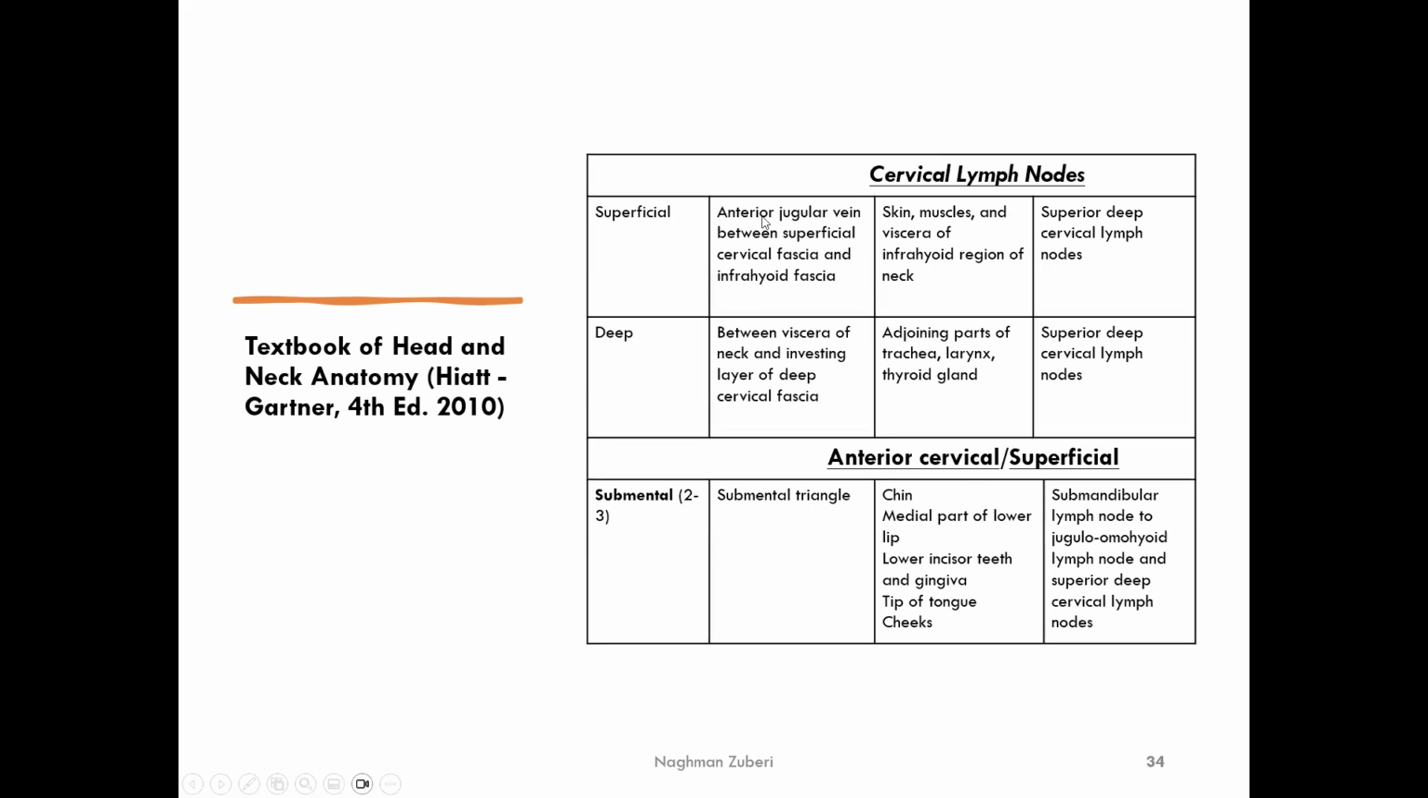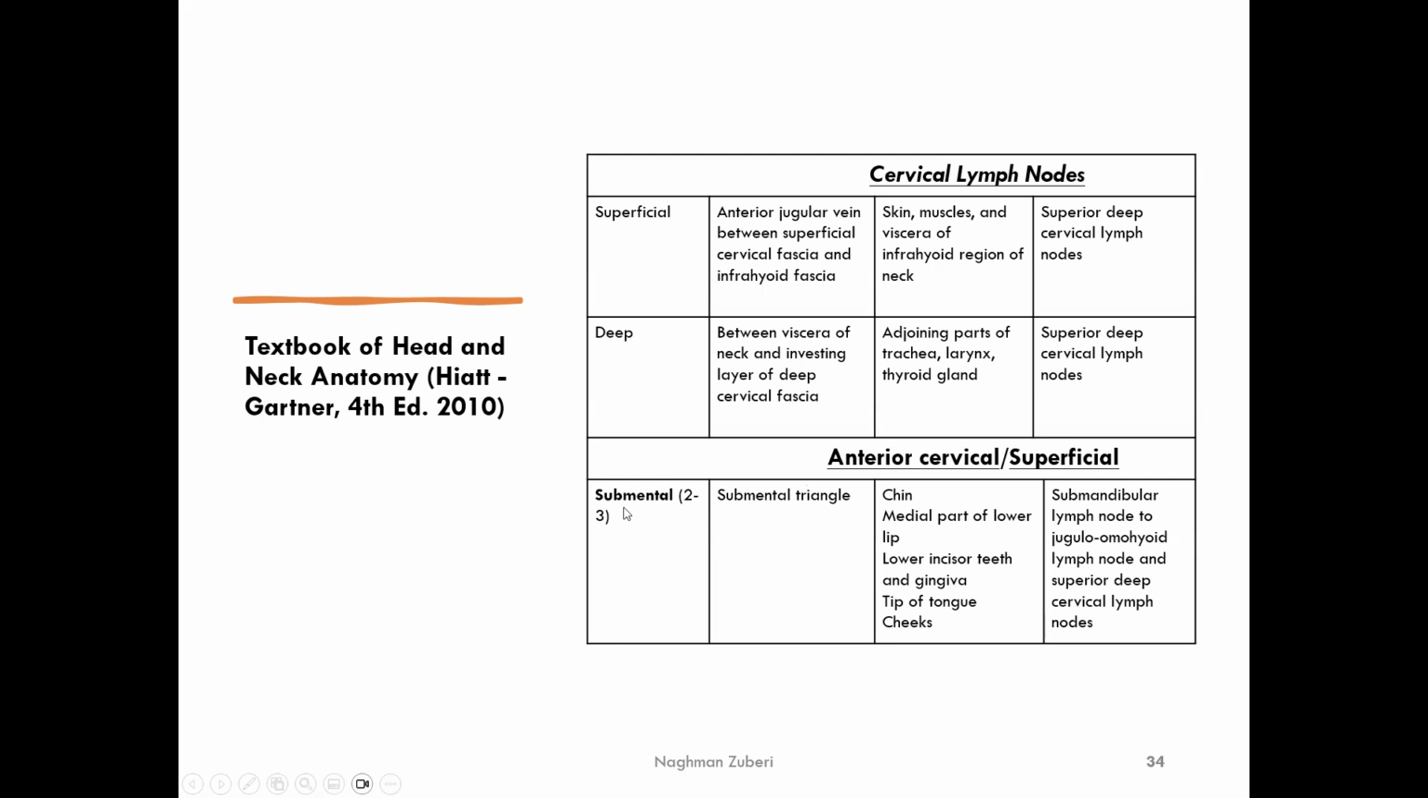Cervical lymph nodes, superficial and deep. The superficial ones are located at the anterior jugular vein between superficial cervical fascia and infrahyoid fascia. They are draining skin, muscles, and viscera of the infrahyoid region of the neck, and then they are being drained to superior deep cervical lymph nodes. The deep ones are situated between viscera of the neck and the investing layer of deep cervical fascia. They are receiving lymph from adjoining parts of the trachea, larynx, and thyroid gland, and they are being drained into the superior deep cervical lymph nodes.